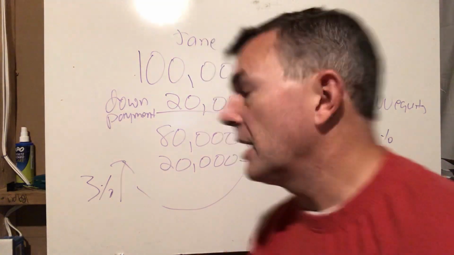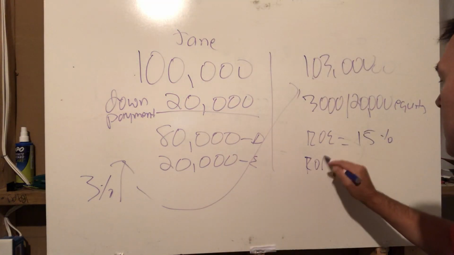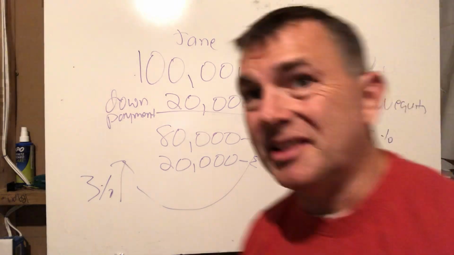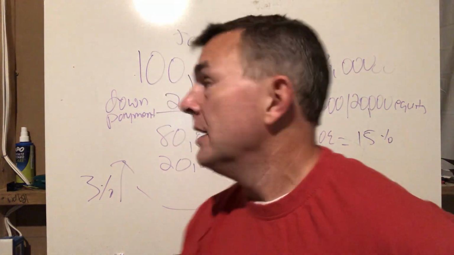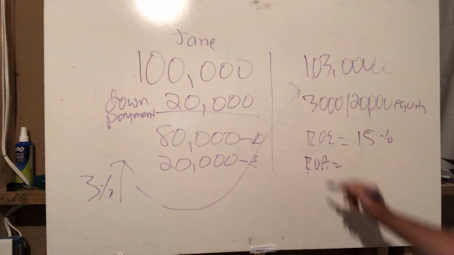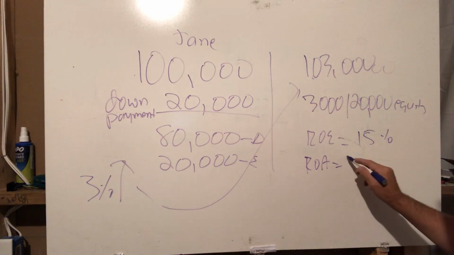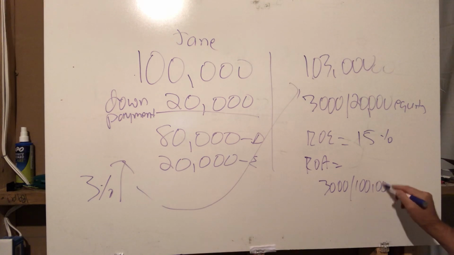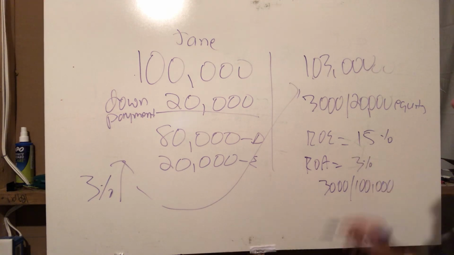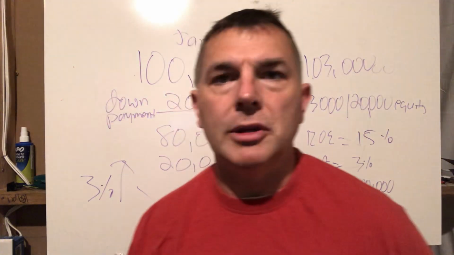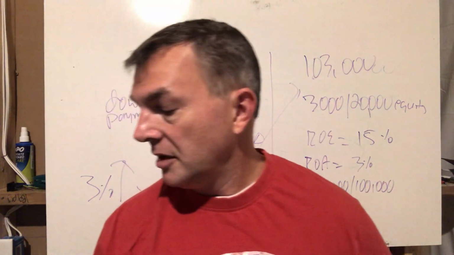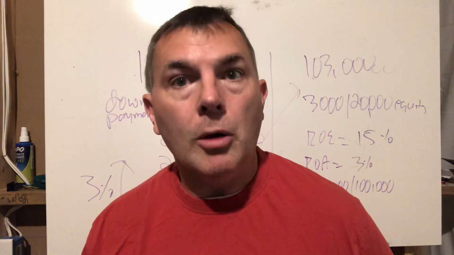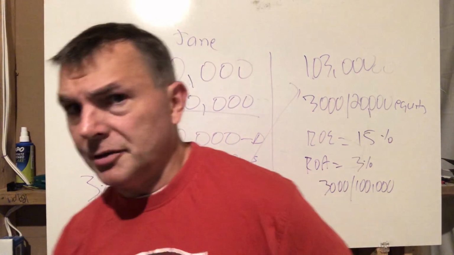Now another way to look at it is ROA, return on assets. All right, so the asset is $100,000. She made $3,000 on the 100, so she has $3,000 divided by the asset base. So she has a 3% ROA, and that's typically the way it is. The ROA will usually be significantly lower than the ROE, and you've got to keep that in mind. All right, so that makes sense.